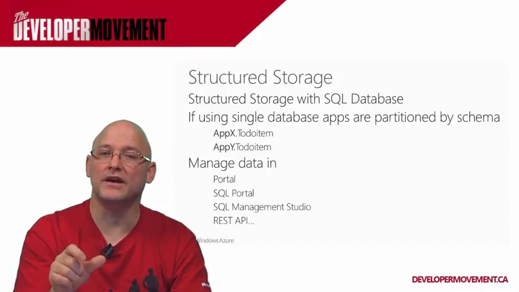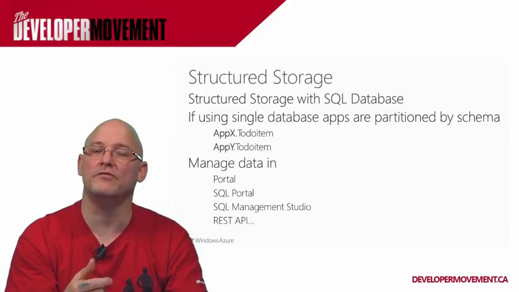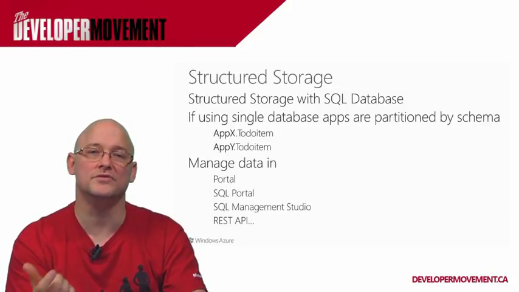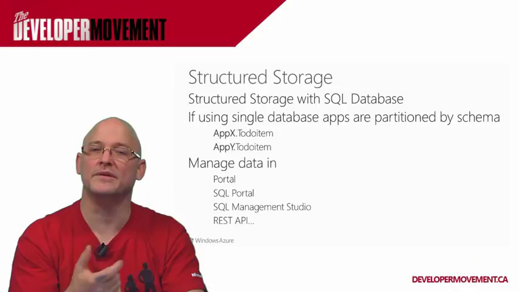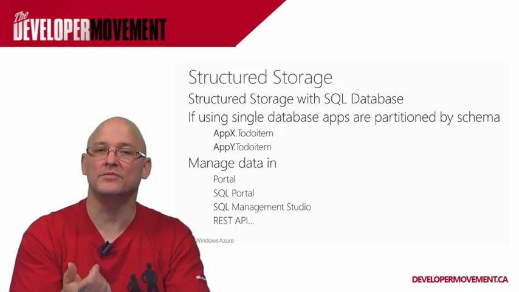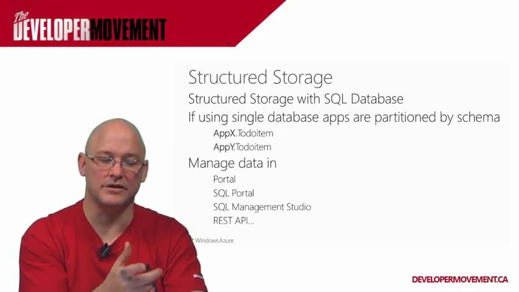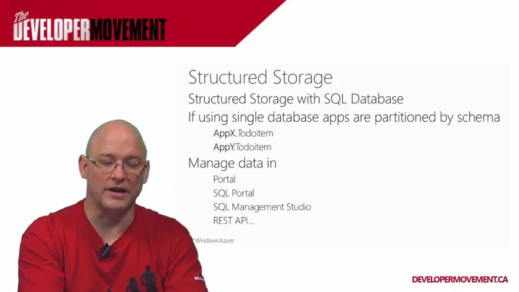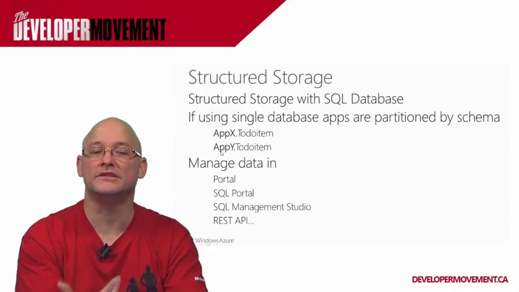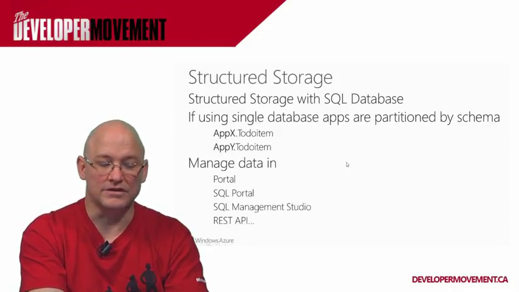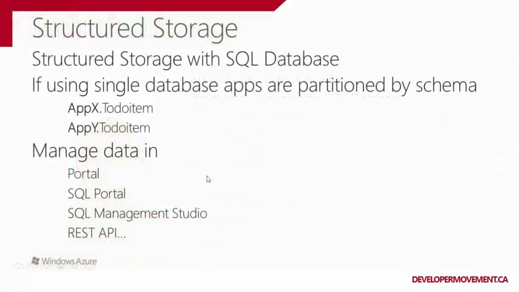But if you're using a single database, it will set up separate schemas. So even if you have the exact same objects in two different applications, and you set up two instances of the same application, you will see them as different schemas. Here you see app X.to-do item and app Y.to-do item. It will separate those out. Now you can also manage your data both in the SQL portal, the SQL Management Studio, which is fantastic, and that's one of my favorite things, or directly through the REST API.